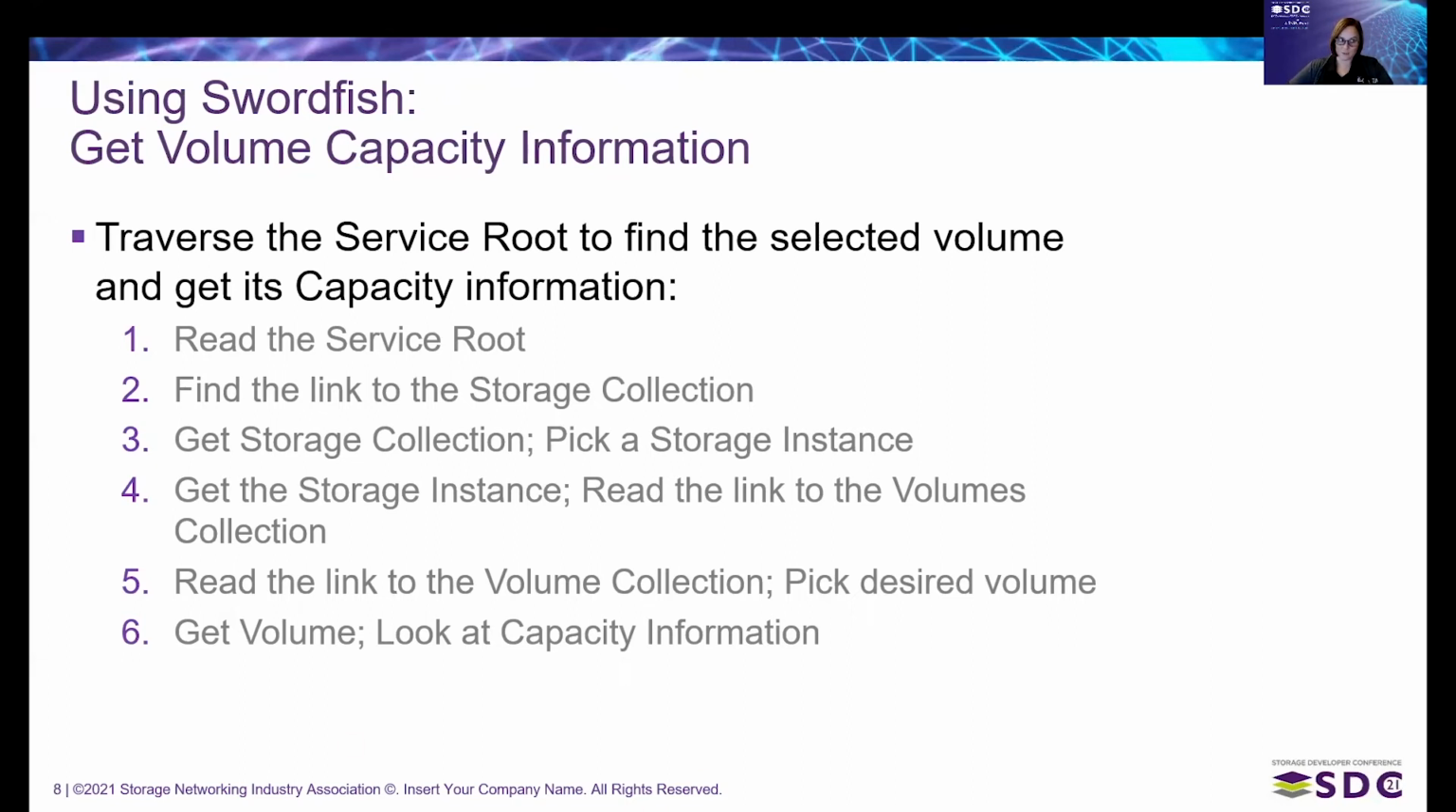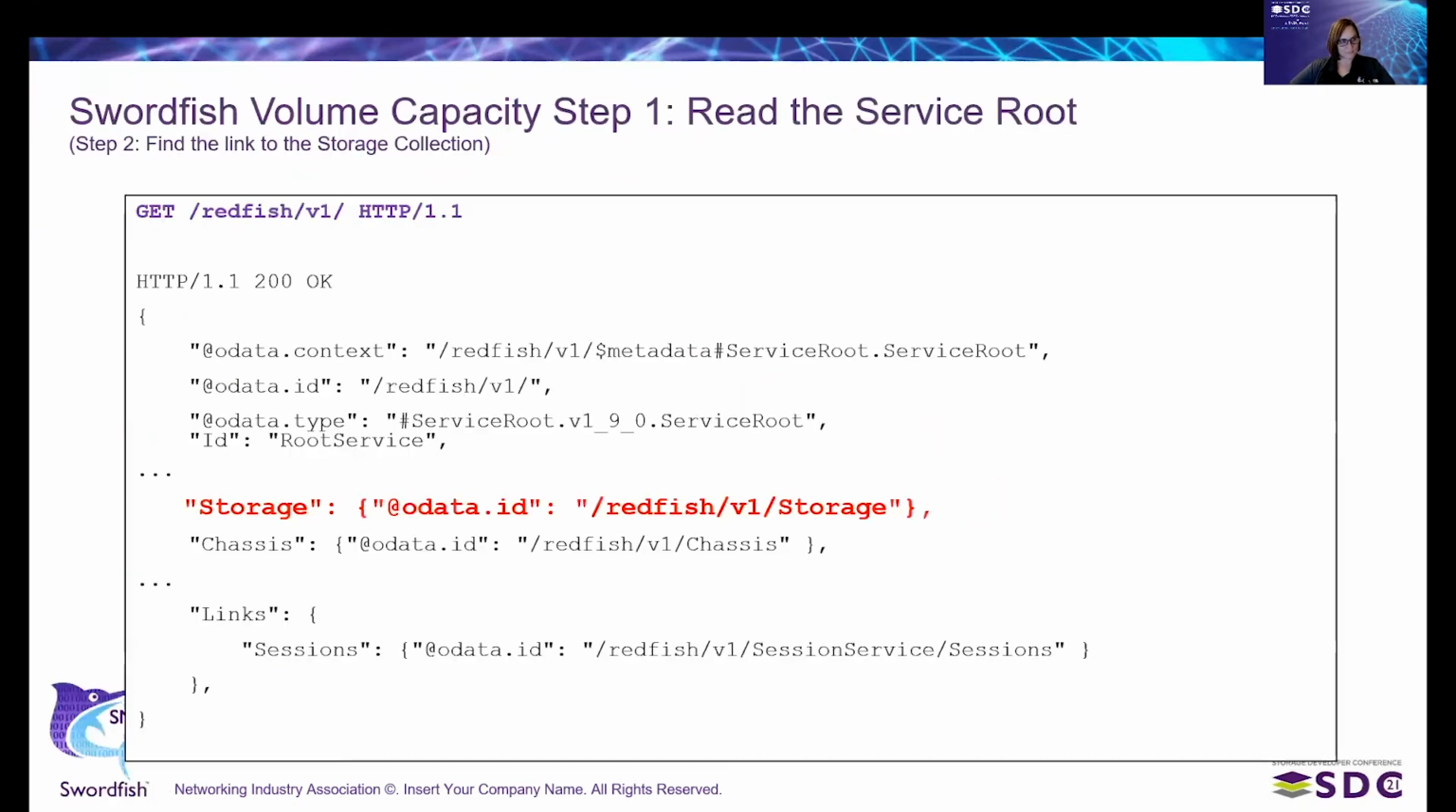Basically, we start at that service root again. And from there, we'll find a storage object and then select and work our way down through that. And then find the volumes collection underneath that storage collection, and then find a volume and look at it. Seems pretty straightforward. It actually is. So let's take a little look in a little bit more detail.